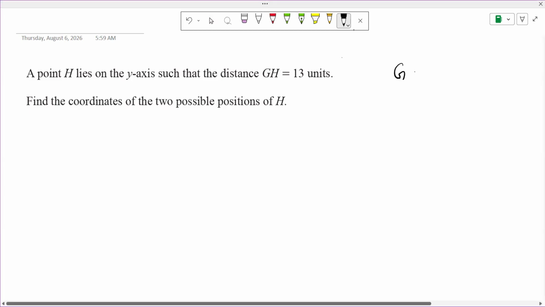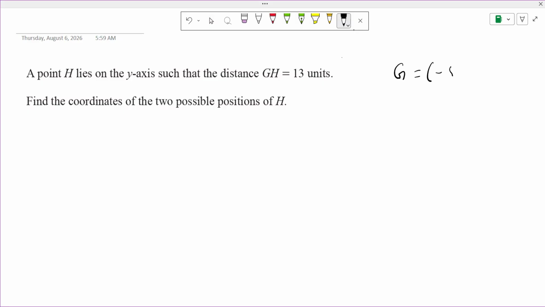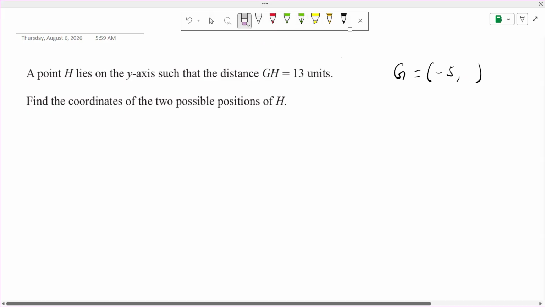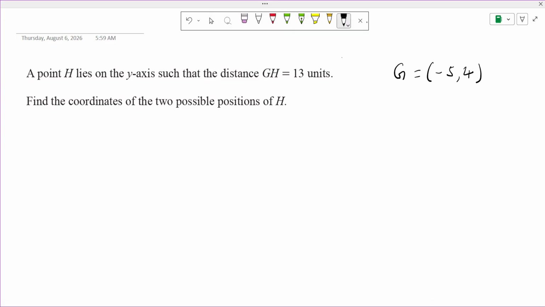G is actually (-5, 4), and we don't know the point H. They have said H is a point on the y-axis. So how do we do this? What we have to do is draw what we see. If G is (-5, 4), we can draw a rough sketch.